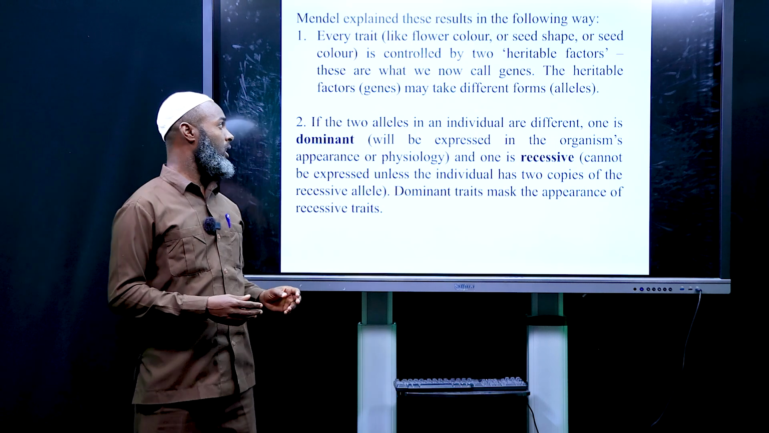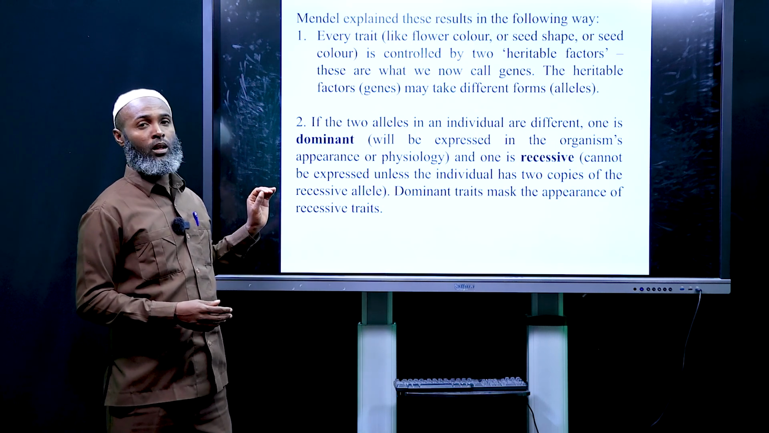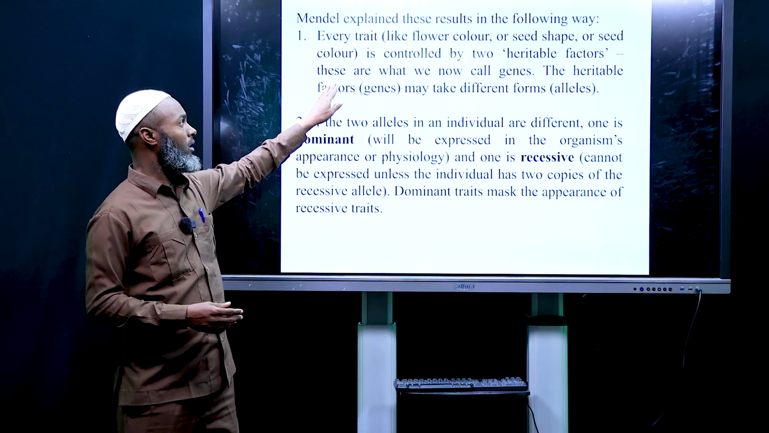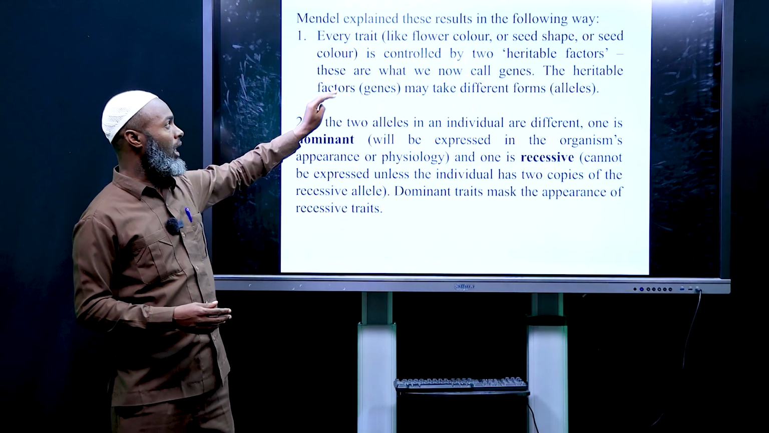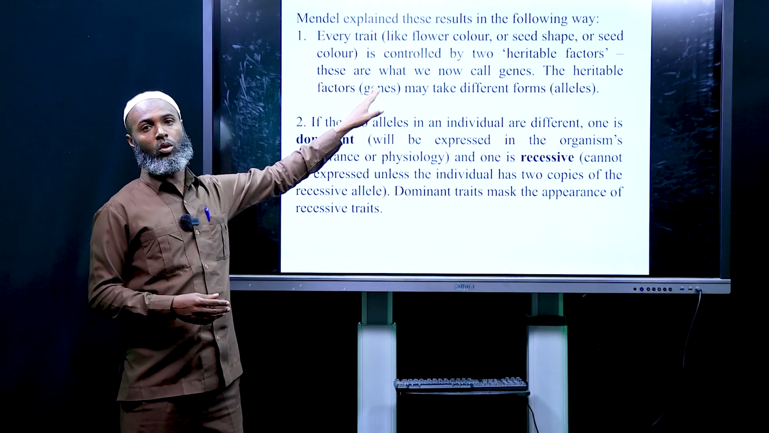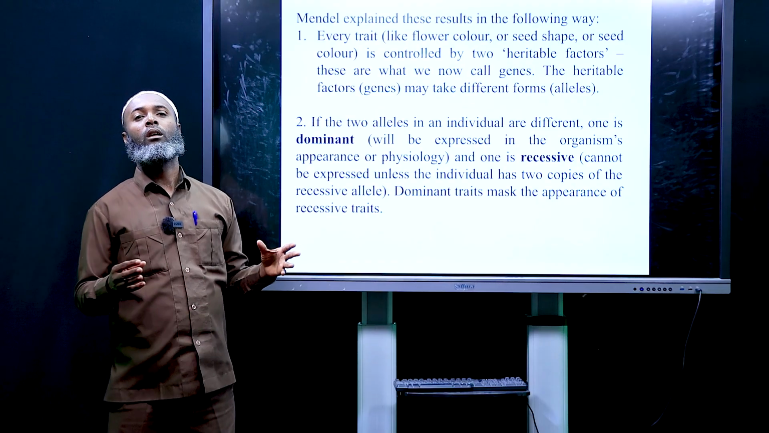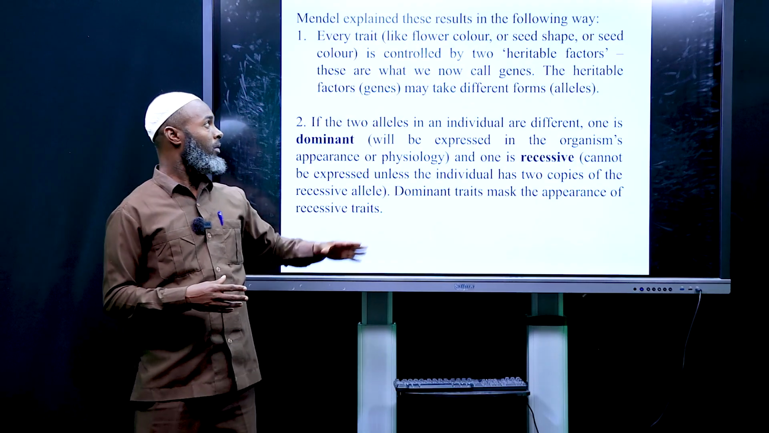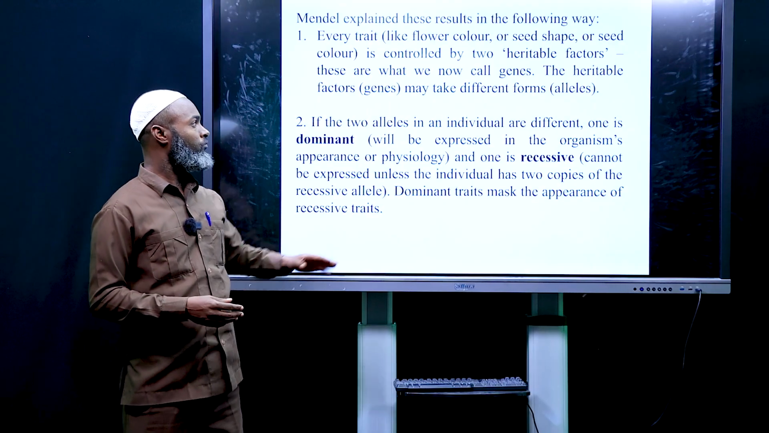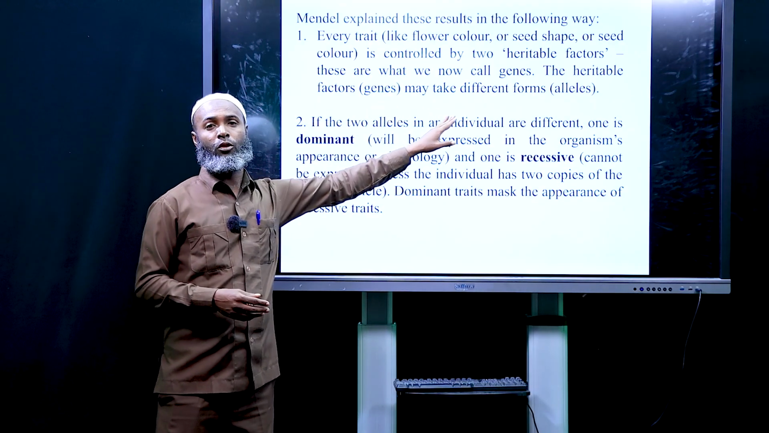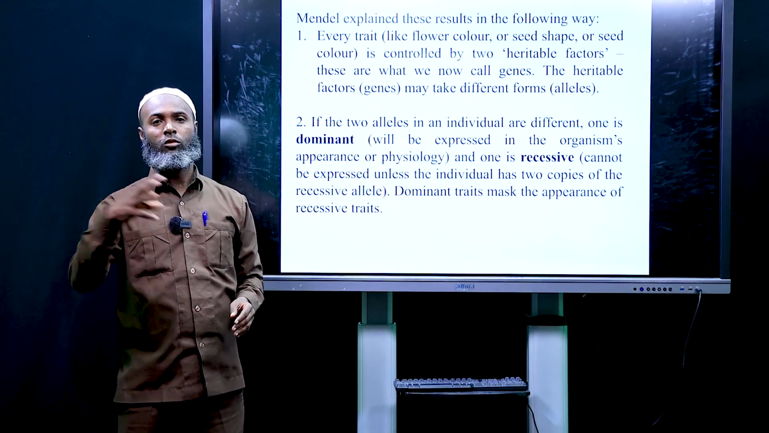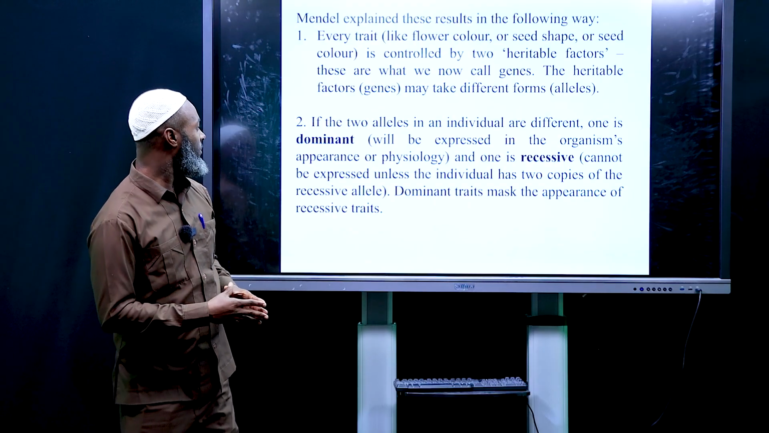Let's see the explanation of Mendel. Mendel said that every trait, like flower color or seed shape or seed color, is controlled by 2 heritable factors. These are now called genes. So every character is controlled by a heritable factor known as a gene. They can take different forms called alleles. They can be dominant or recessive. They can be homozygous or heterozygous.